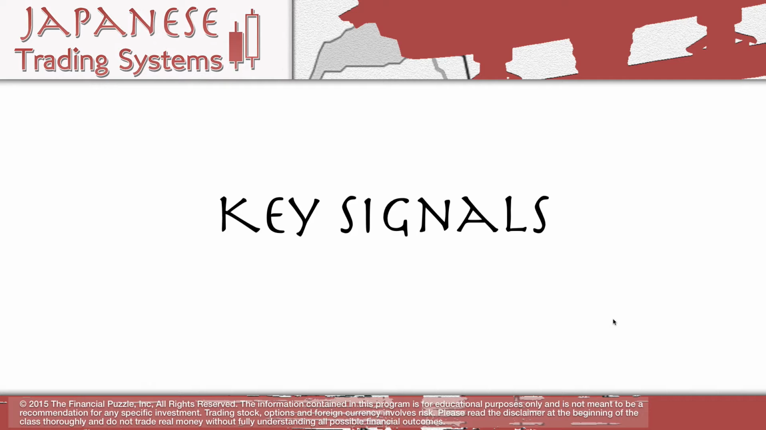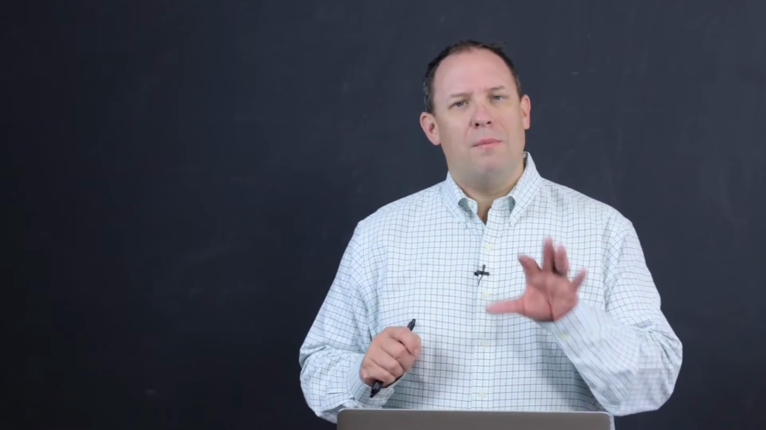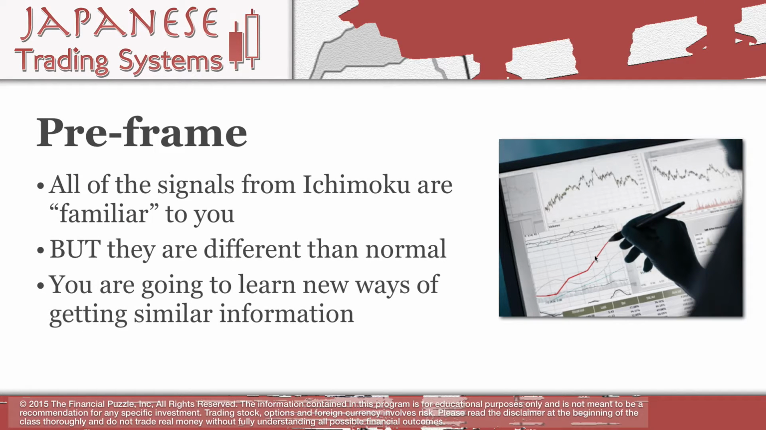All right, so let's start talking about the key signals. Now, as a quick frame here, all of the signals that you get in the Ichimoku system are kind of familiar to you if you've been trading. If this is your introduction to trading, it's probably too advanced to start here, and you should go back to Foundations of Stocks and Options. But if you've been through that program, then you're familiar with the concept of all the signals you're going to learn about. What we're doing here is learning a different way of looking at that data, getting similar information from a different perspective and a different picture.